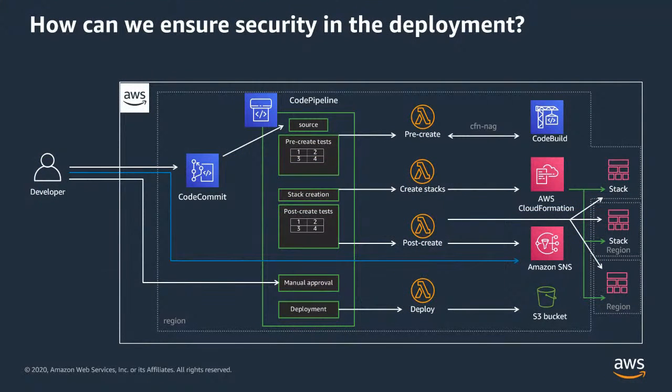Now, how can we actually ensure security in this deployment? In this case, you have CodeCommit, you have the source code which is being picked up, and then you are pre-creating it. One option is that you can have Lambdas sitting in the middle as part of every step, so that it can do certain checks on its own before it runs any changes on the infrastructure or on your code.